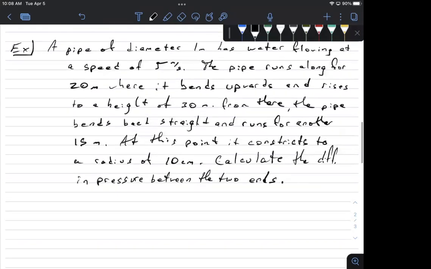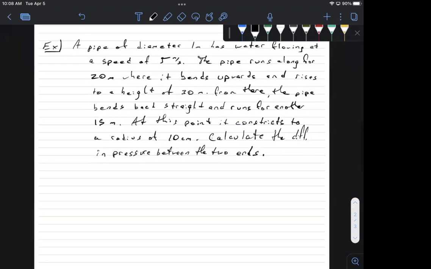That tells you Bernoulli. Now, before we calculate anything, let me draw this out so we can see what we're working with. It's easier if we can visualize it. What we have is a pipe, looks like this. So here's the initial pipe. First of all, we know the diameter, D1, is 1 meter. And we have fluid flowing through with a velocity V1 of 5. And we're told the pipe runs along for 20 meters. So from here to here, 20 meters.